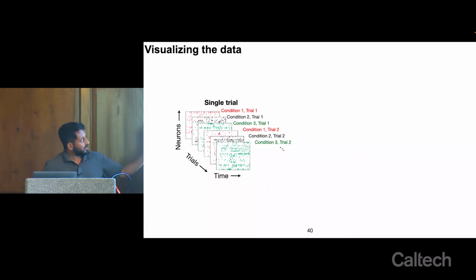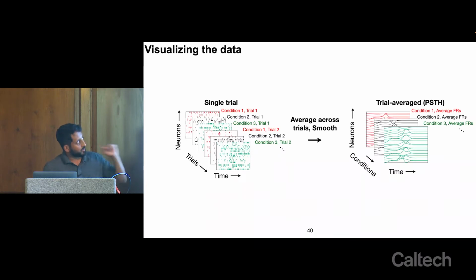So the first thing they did with this type of data is construct what we call a PSTH, a peristimulus time histogram, which just means take all the trials from the same condition and average the responses across them, and maybe smooth the data a little bit. And then you get what we see on the right here, which is, for each neuron, its average firing rate for that condition. So green tells you, for condition number 3, what does each neuron do on average? Black tells you, condition number 2, what does each neuron do on average? Okay.